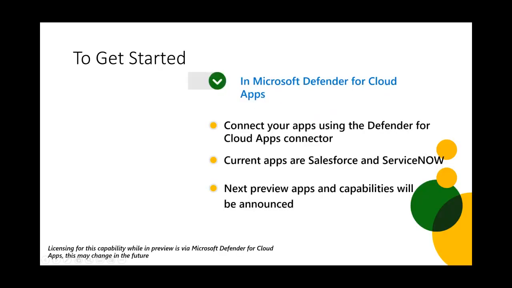And to get started, first you need to have Microsoft Defender for Cloud Apps, and then connect the Microsoft Defender for Cloud Apps connector, whether it's for ServiceNow or Salesforce. For Office 365, you get it out of the box. These Salesforce and ServiceNow connectors are very easy to deploy and work very easily once you give consent to Microsoft Defender for Cloud Apps to get this data. And in the future, you will be announced all the preview applications and the new capabilities that will launch. I will pause for questions right now.